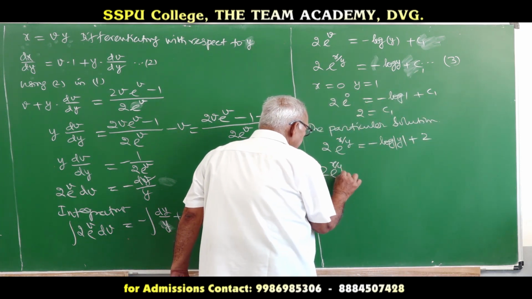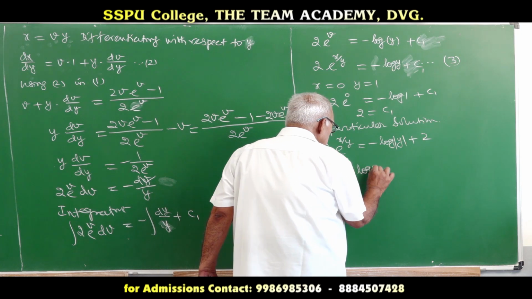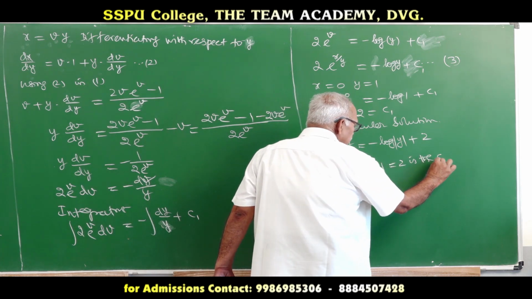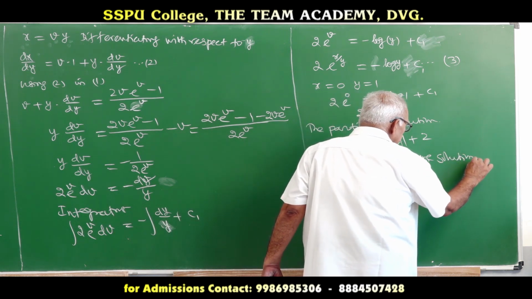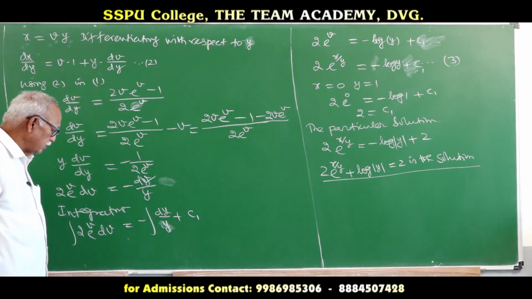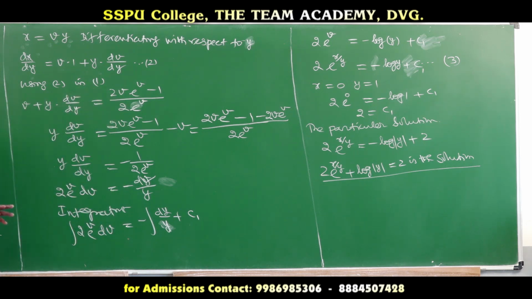Two into e power x by y plus log mod y is equal to 2 is the solution. So, the particular solution we have done. In this, there are 4 steps.